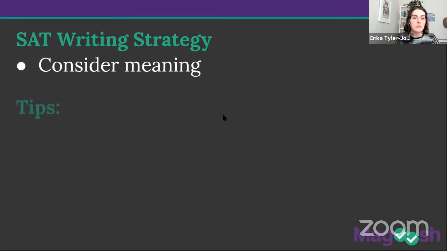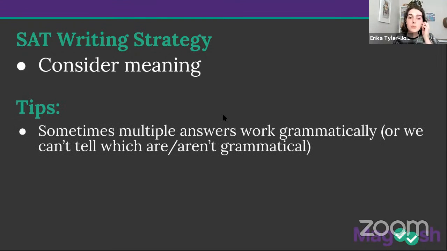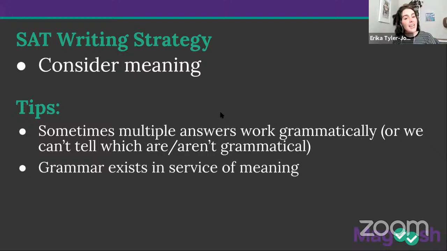So tips. Sometimes multiple answers work grammatically, like everything I said on the previous slide, all grammatically correct. Or maybe we just can't tell what is or what isn't grammatical. In that case, we need to remember that grammar exists in service of meaning. The only reason that grammar exists is so that we can be more clear, which is why grammar actually changes over time, right?